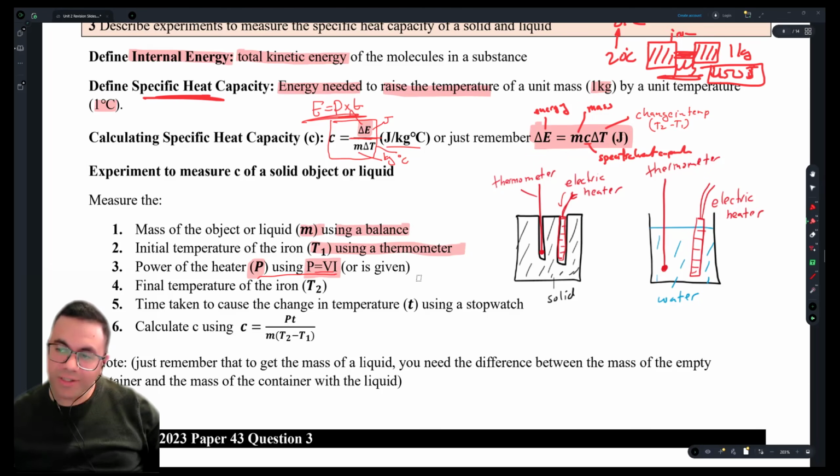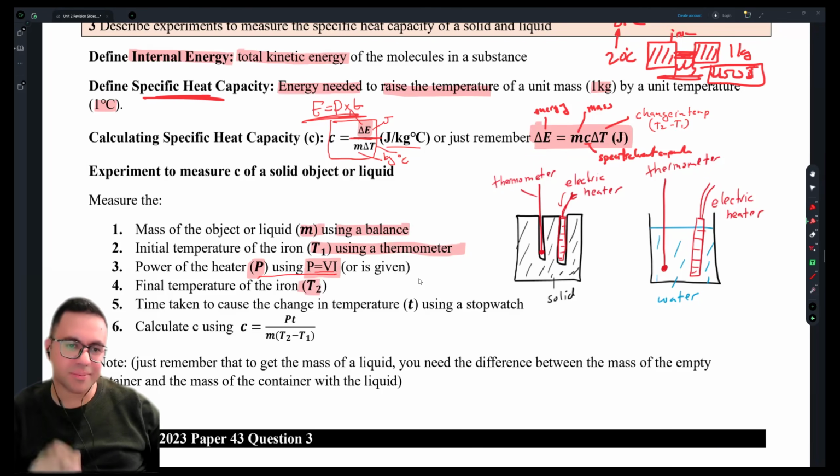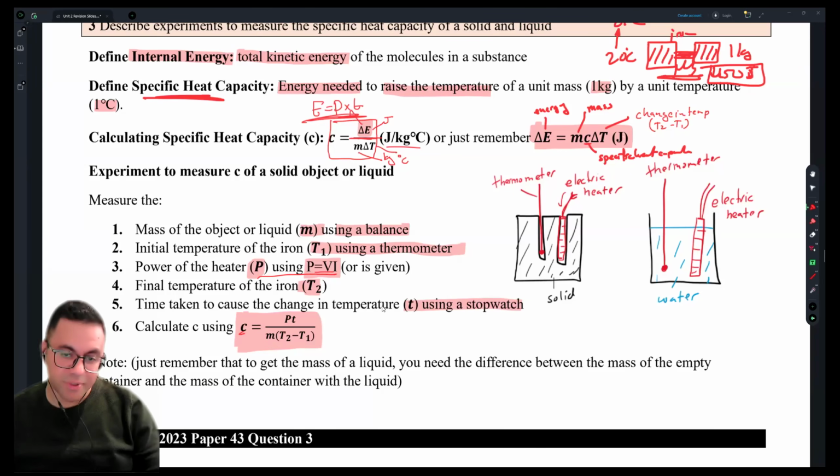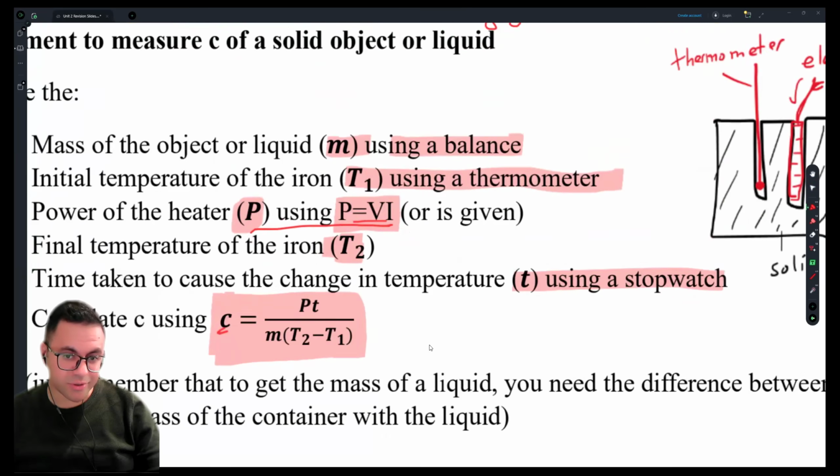And then you measure the final temperature after you heat something up. Like let's say you heated up that iron or you heat up the liquid by a certain amount. And you measure the time using a stopwatch. And substitute. Energy is PT, mass is M, T2 minus T1, and you get C. Now, one extra bit. I'd like you to write that in your own notes.